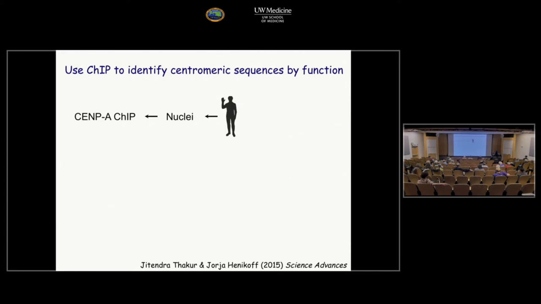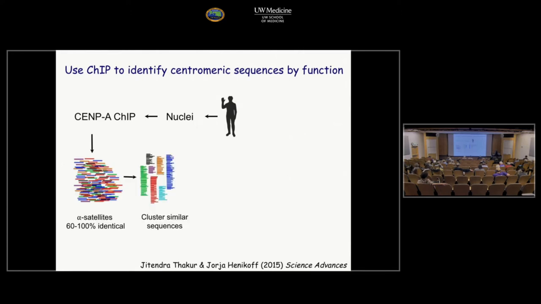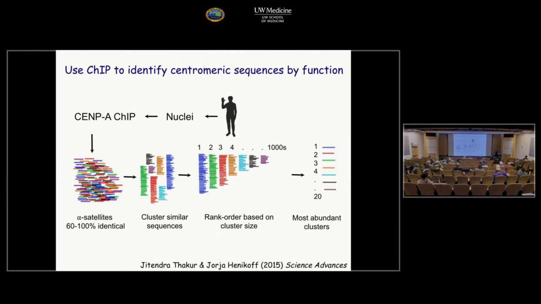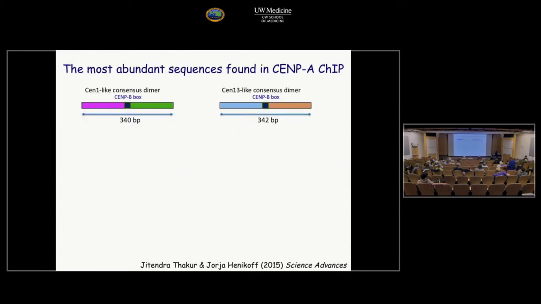And we did ChIP for CENP-A. We isolated satellites. We clustered similar sequences or rank ordered based on size. And then we found the most abundant clusters. And this told us that human centromeres are dominated by two dimeric units, one that is found in centromere 1 and several others, of 340 base pair dimers, and one in centromere 13 of 342 base pairs.